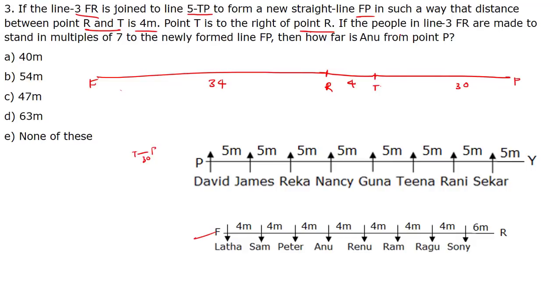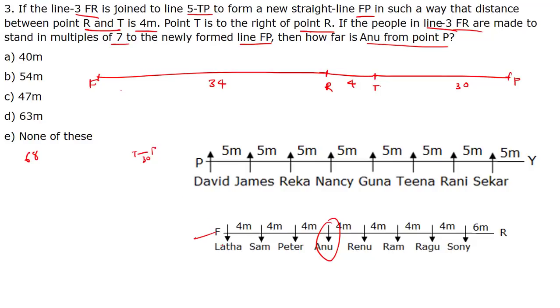That is correct. If all the people in line 3, that is FR, are made to stand in multiples of 7 in the newly formed line FP, then how far is Anu from point P? So Anu is here. The distance between F and P would be how much? 34 plus 4 is 38 plus 30, that is 68 meters. The total distance between F and P is 68.